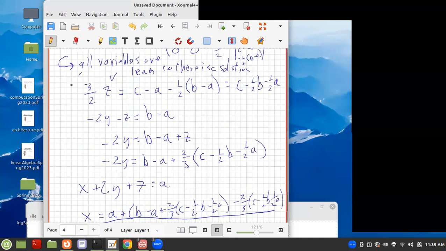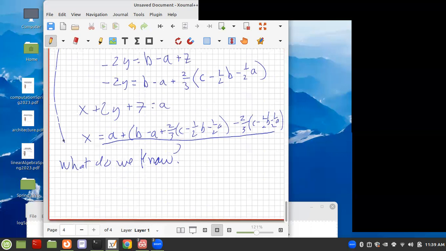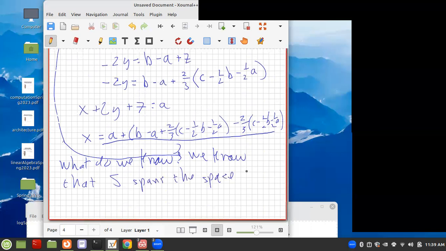So from this, we can jump over and say we know that S spans the space R3C. And so the point is, I've exhibited here, I could simplify these, and then you could say, well, you give me an ABC, and I'll tell you what X, Y, Z are that allows you to write that vector ABC as a linear combination of S. So we know that S spans the space.